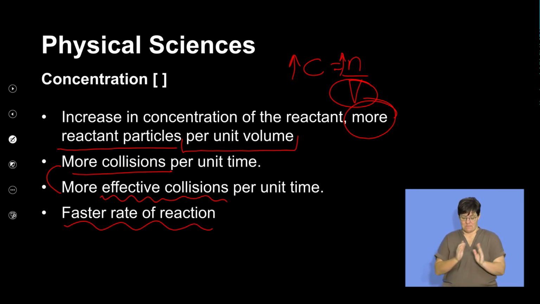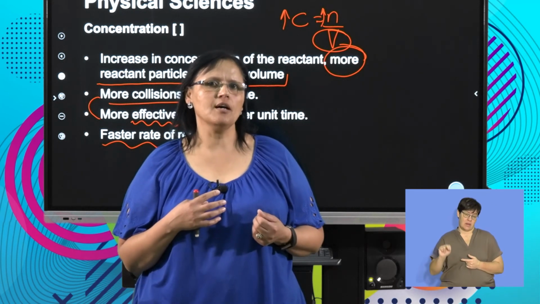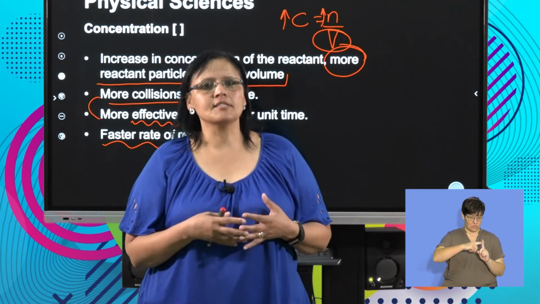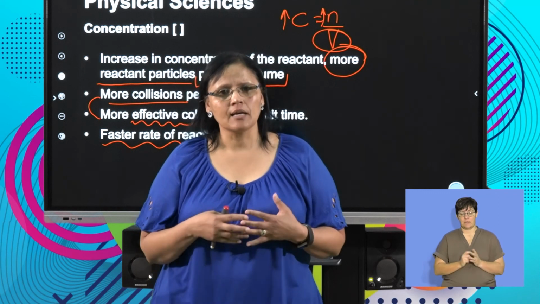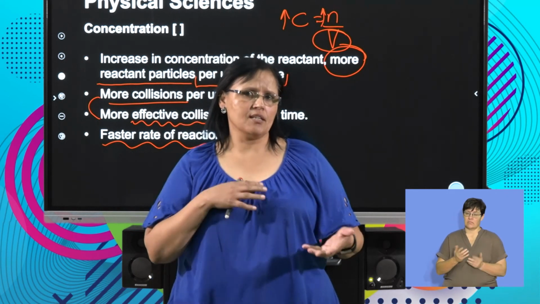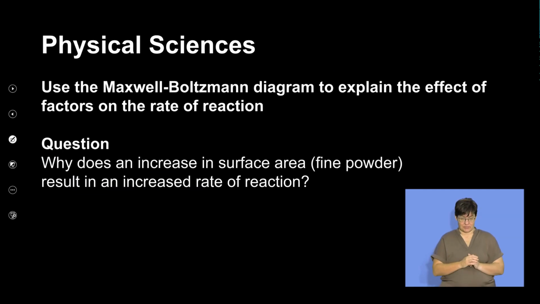So we've now dealt with the Maxwell-Boltzmann distribution graph, where we looked at an increase of temperature, a decrease in temperature, and an increase in the concentration. The next factor that we're going to look at on a submicro level is an increase or a decrease of surface area.